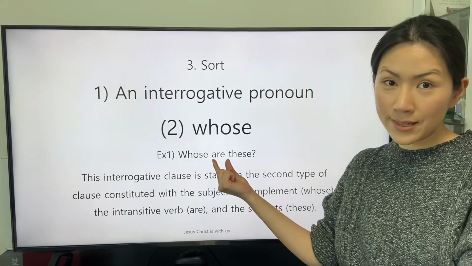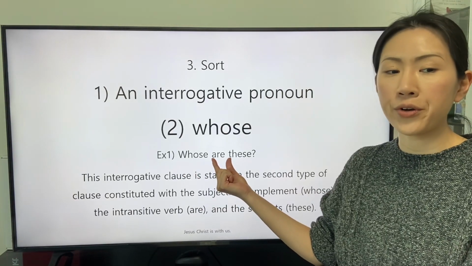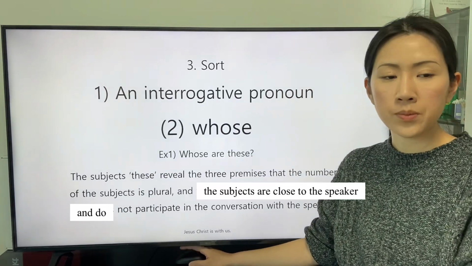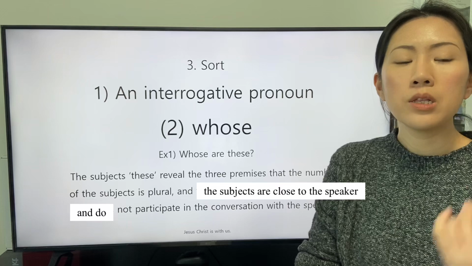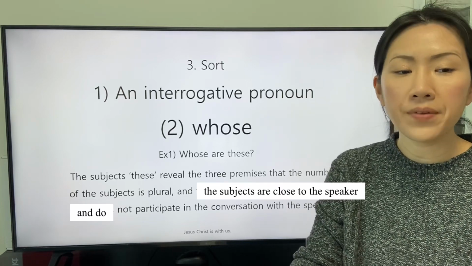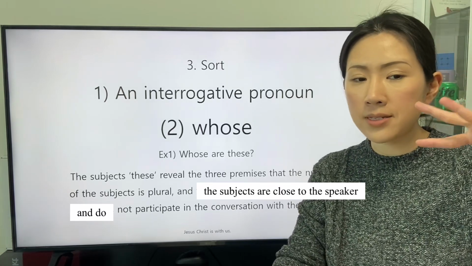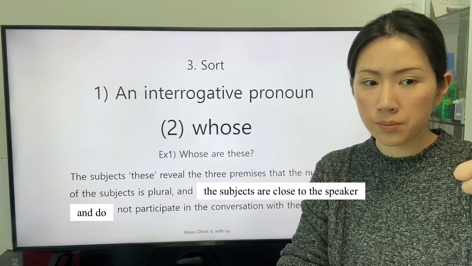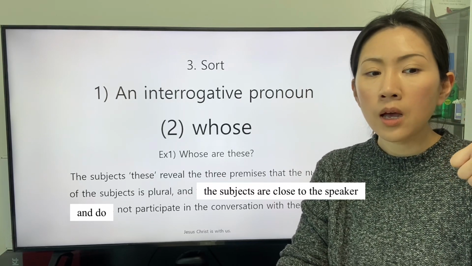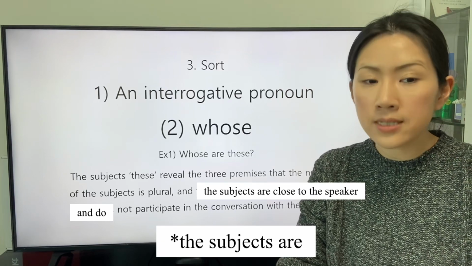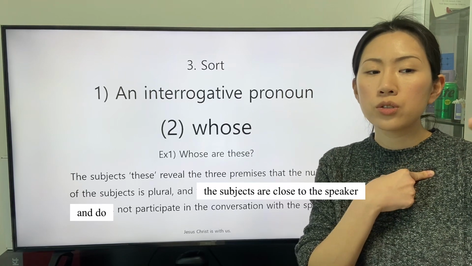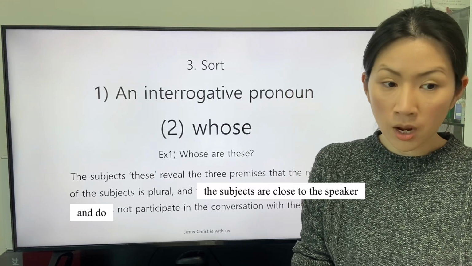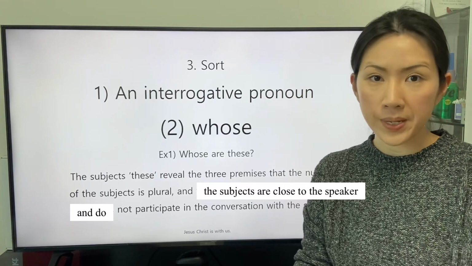the intransitive verb are, and the subject these. The subject these reveal the 3 premises that the number of the subject is plural and close to the speaker and does not participate in the conversation with the speaker.